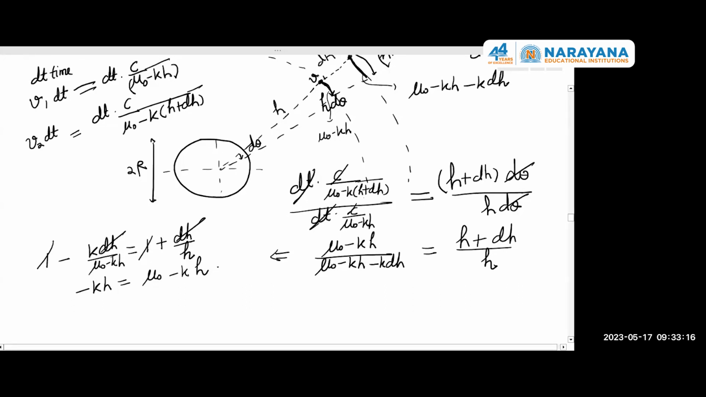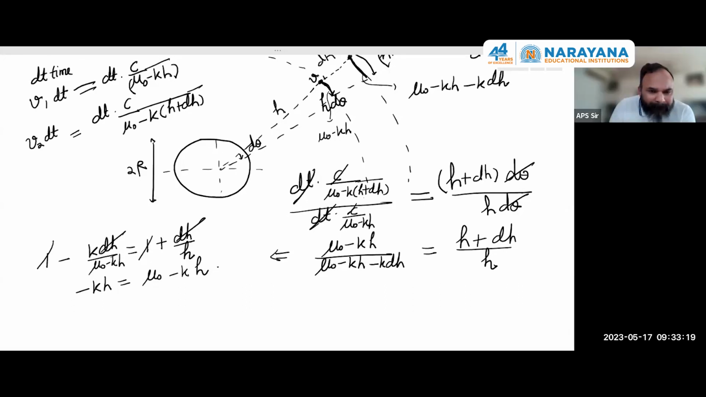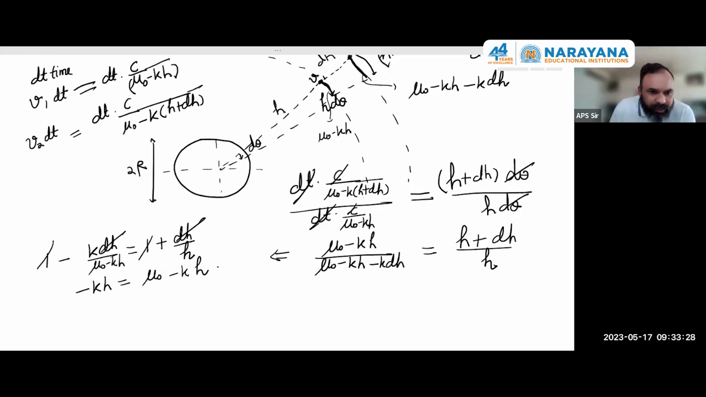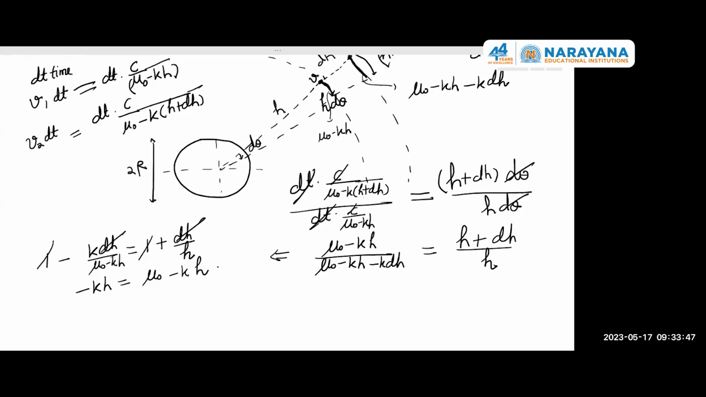It is plus kh. Where? Left hand. This is mu naught plus kh? Yes, sir, we did 1 minus kdh. That is 1 plus kdh. Okay, yes, here it was plus. Now, how is it plus? Mu naught minus kh minus kdh. So I have divided by mu naught minus kh. So I'll have 1 minus kdh. Just check. We're bringing it to the numerator, so we'll get another minus sign.